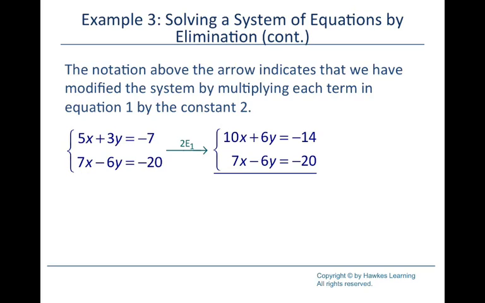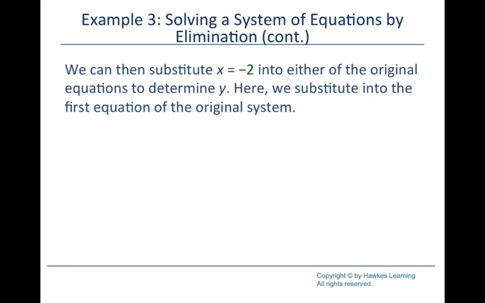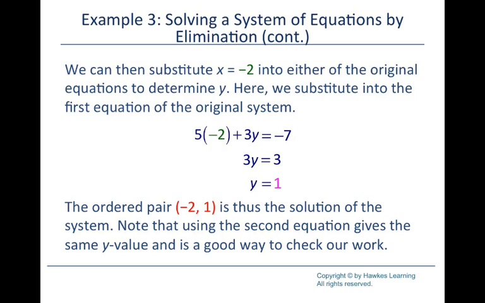When you add these equations together, 10 plus 7 is 17x. 6 plus negative 6 is 0, so the y's aren't there anymore. And negative 14 plus negative 20 is negative 34. Now you just divide by 17 and find out that x is negative 2. Then we go back and plug that into one of our original equations and find out what y is. So we put our negative 2 in for the x and find out that y equals 1. And so our point negative 2, 1 is the solution of the system.